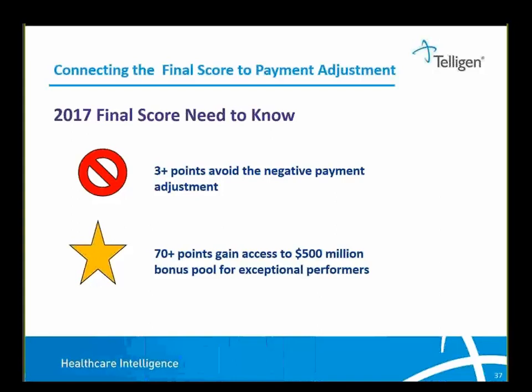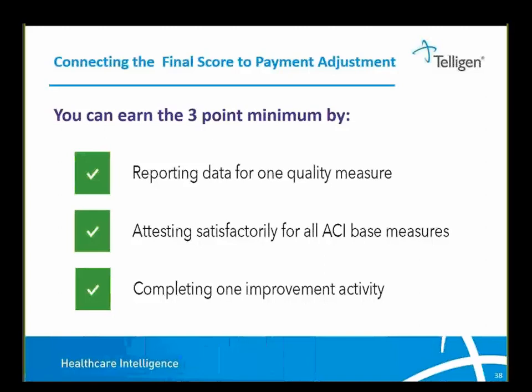What are we going to do? Are we going to try and just avoid the negative penalty? Then you just need to submit something to get 3 points. If you want to try to get some of that exceptional bonus money, then you want to try and earn 70 points, and you want to strategize that way. These are 3 ways to earn the 3-point minimum: reporting data for 1 quality measure, attesting satisfactorily for all ACI base measures, or completing 1 improvement activity and documenting and submitting that.